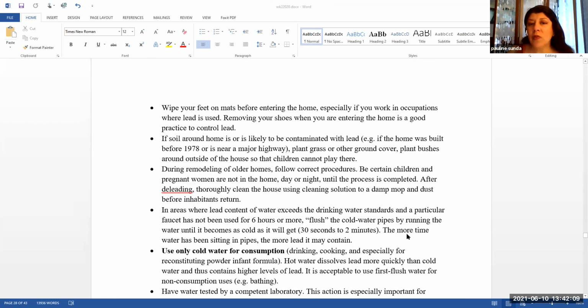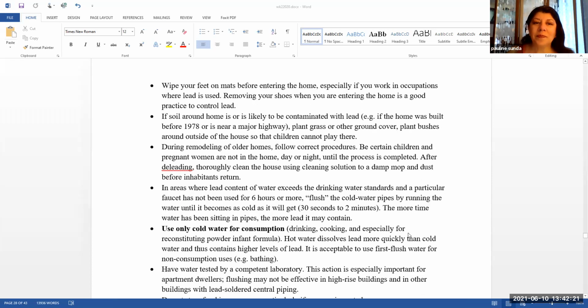Wipe your feet on mats before entering the home, especially if you work in occupations where lead is used. You want to remove your shoes when you are entering the home. That's actually a really good practice for germ control as well as lead control.